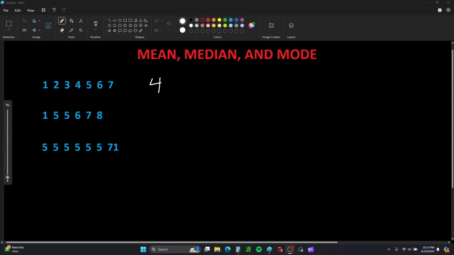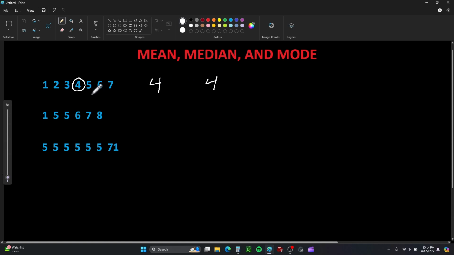So for the mean, I get 4. And then the next thing I want to do is calculate what the median is. Well, the median is the middle number. Are these numbers in order? They are. And the middle number is a 4, so the median is 4.